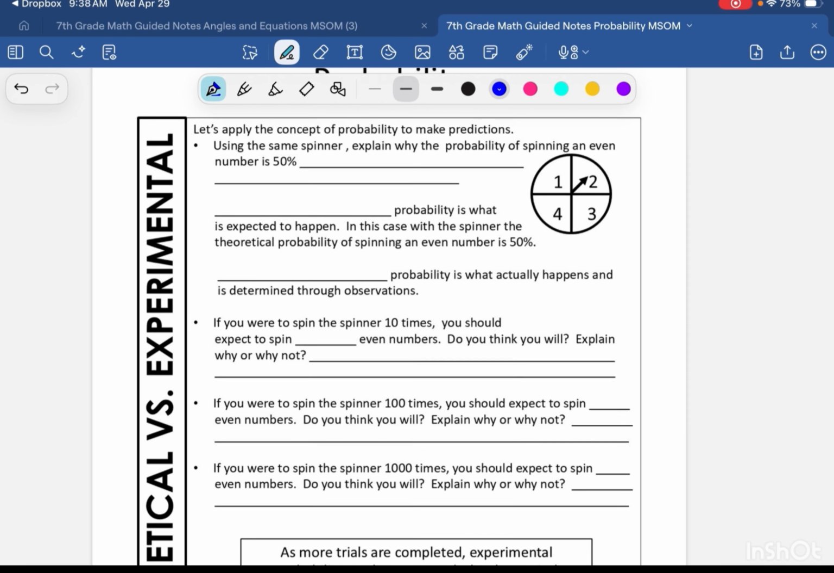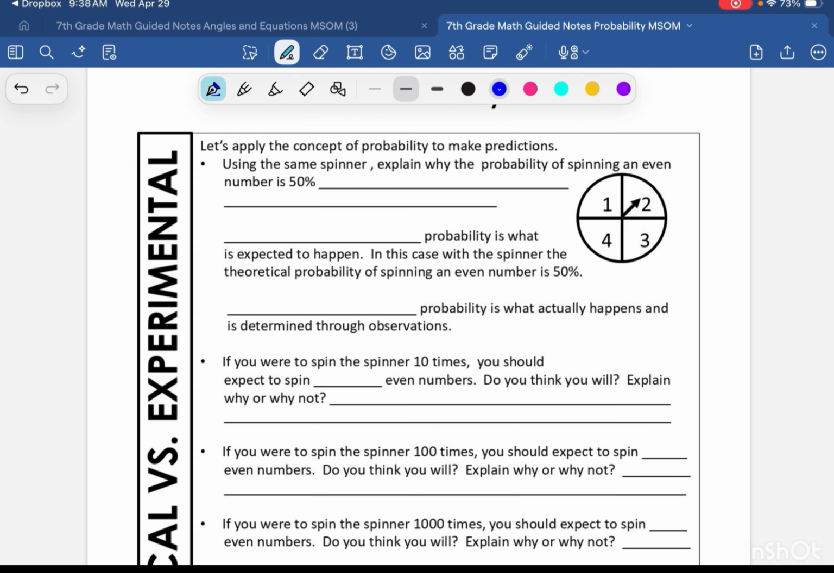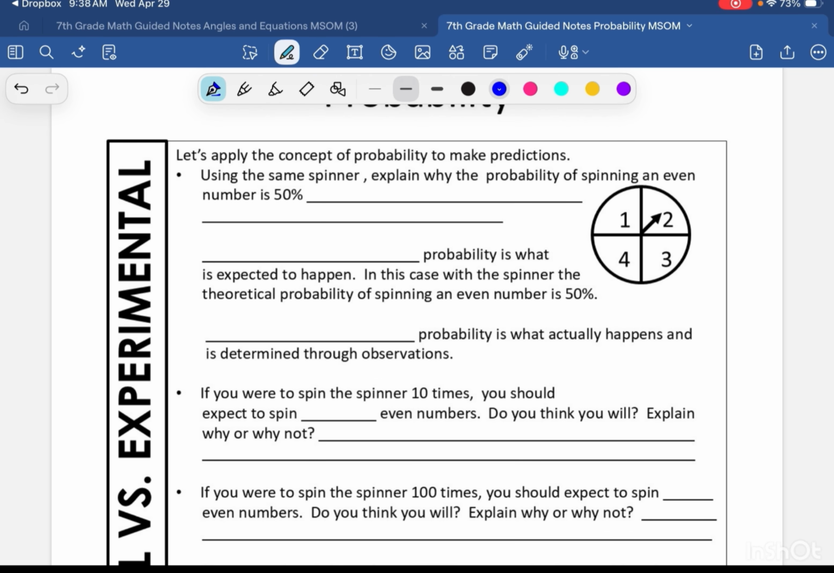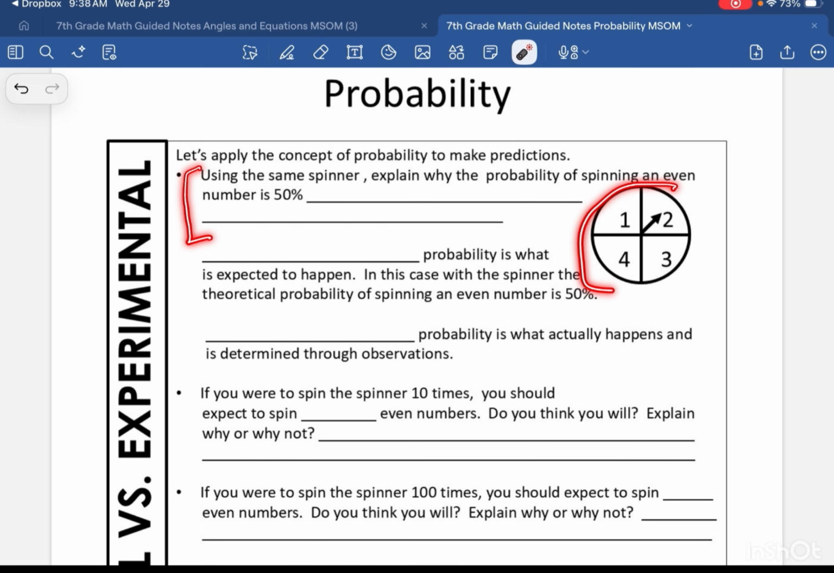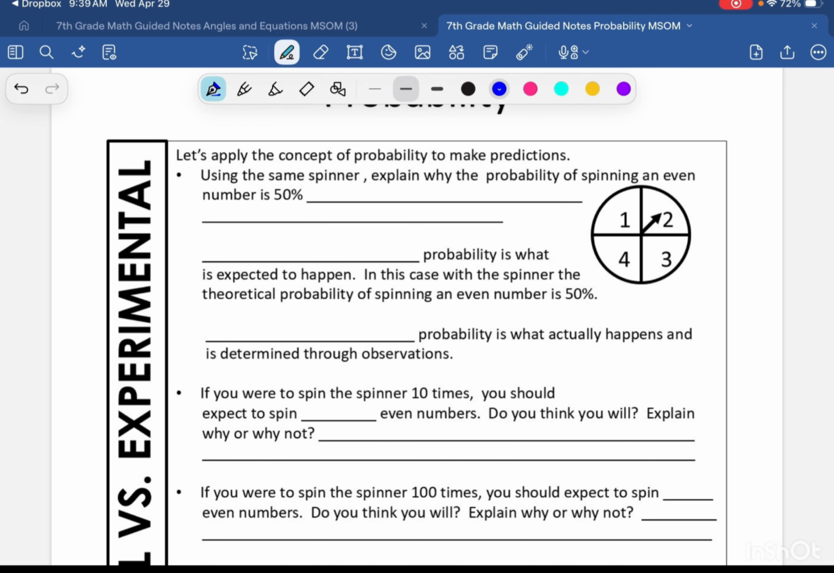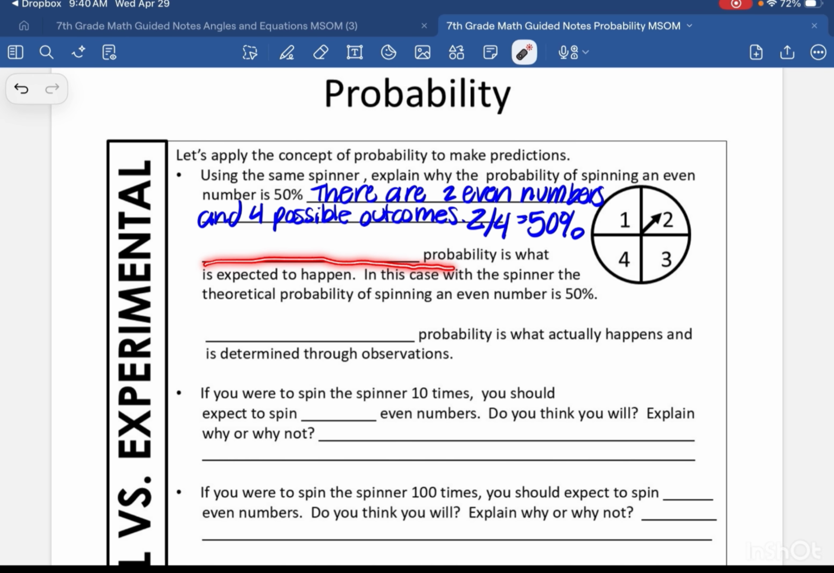The next page. Let's apply this concept of probabilities to make predictions. Using this same spinner right here, explain why the probability of spinning an even number is 50%. So there are 2 even numbers and 4 possible outcomes, which is going to give me a probability of 2/4, which is the same as 50%. Blank probability is what is expected to happen. In this case, with the spinner, the theoretical probability of spinning an even number is 50%.